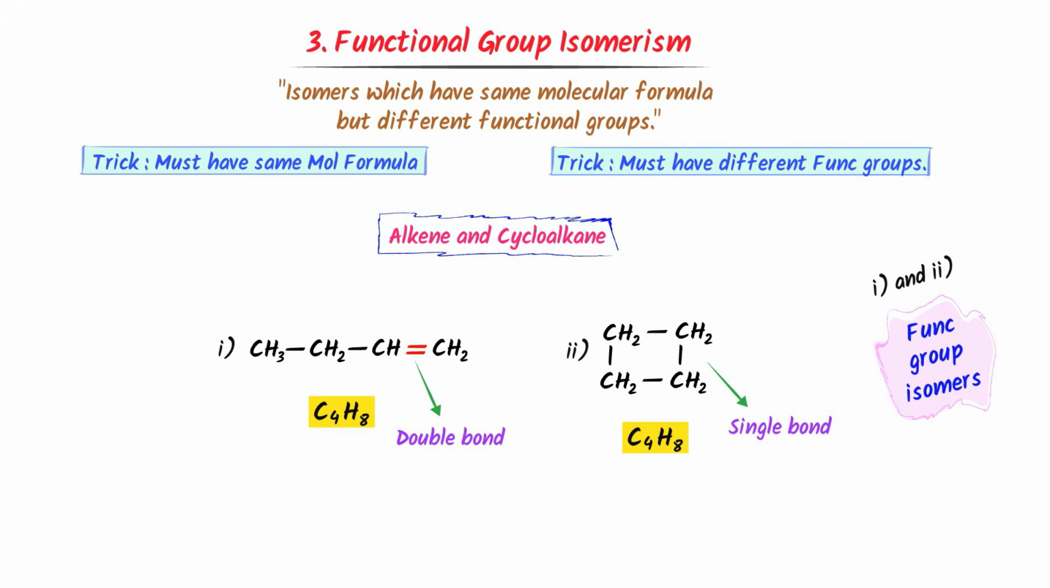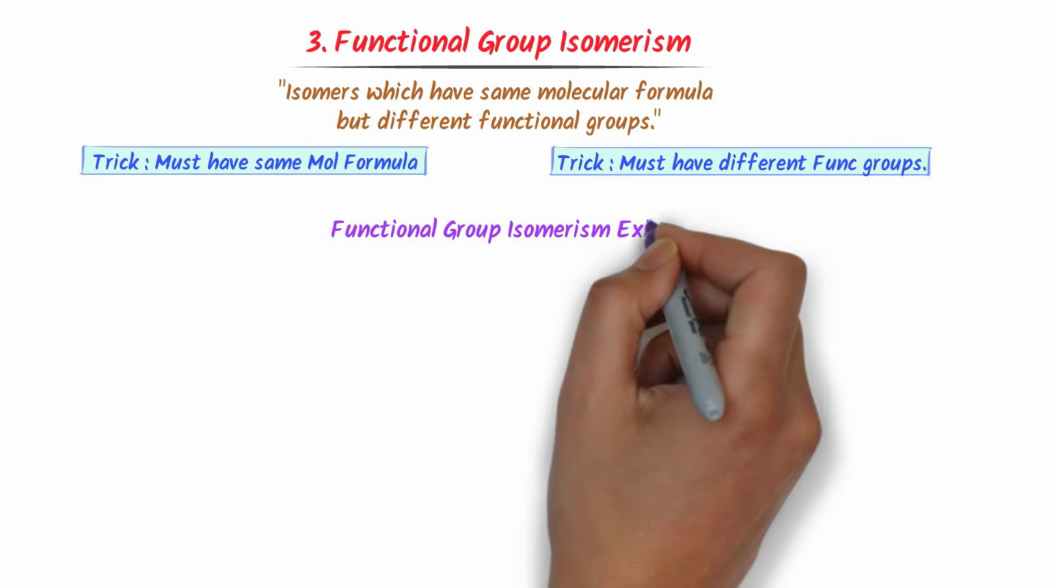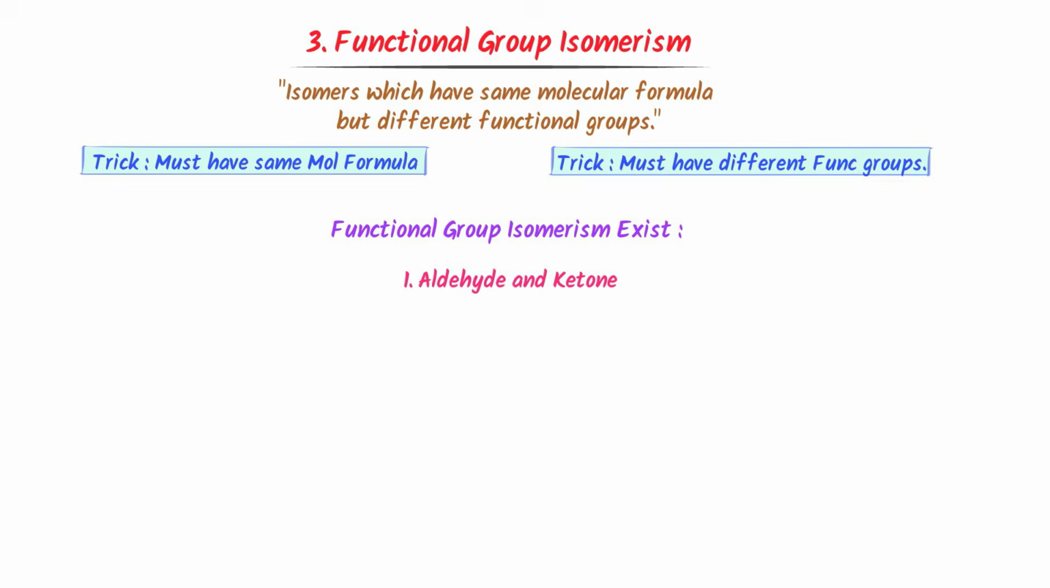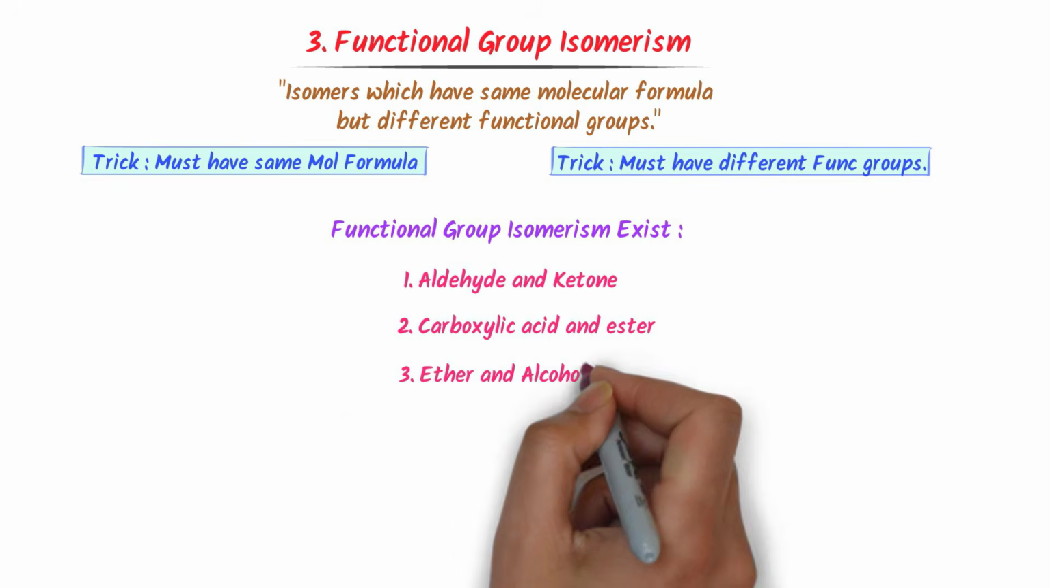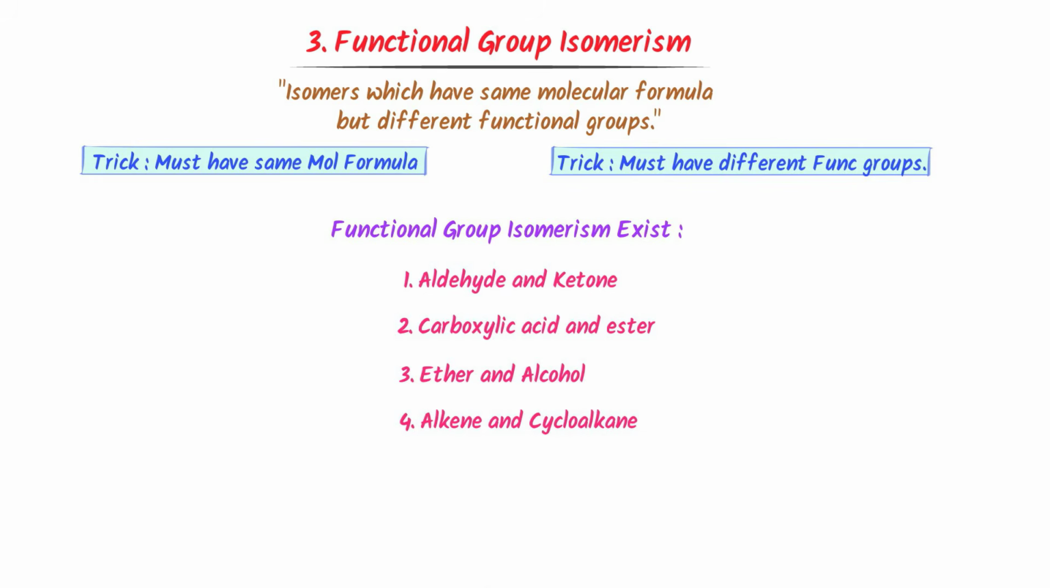To summarize this whole concept, we have learned that functional group isomerism exists between aldehyde and ketone, carboxylic acid and ester, ether and alcohol, alkene and cycloalkane. Thus remember that functional group isomers are those isomers which have the same molecular formula but different functional groups.